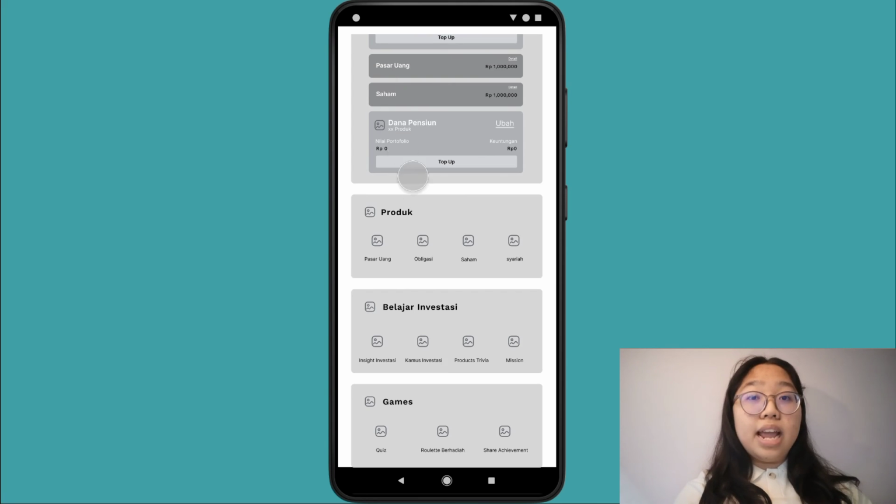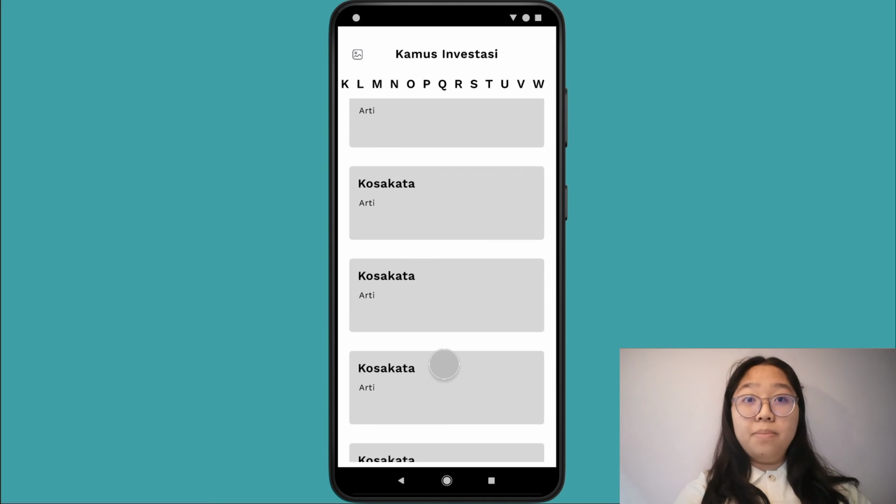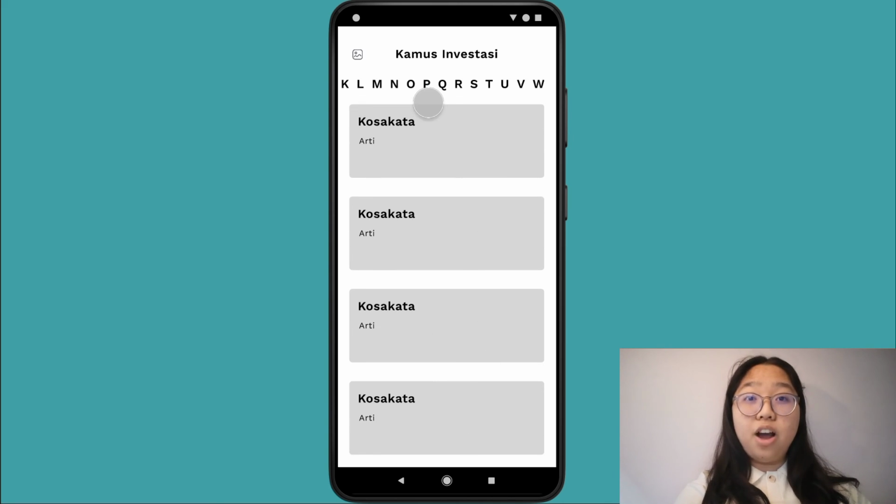There is also an additional solution from our team. It is an investment dictionary that can help beginners in knowing the vocabulary of investing.